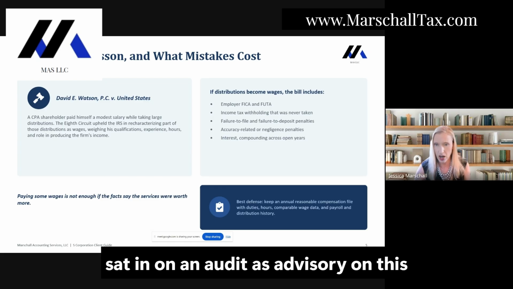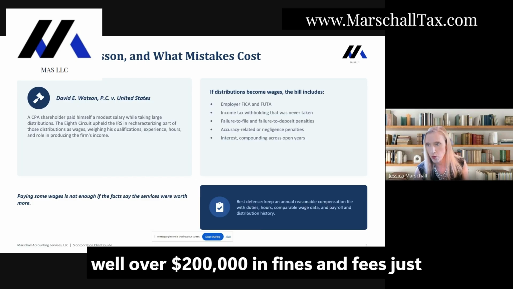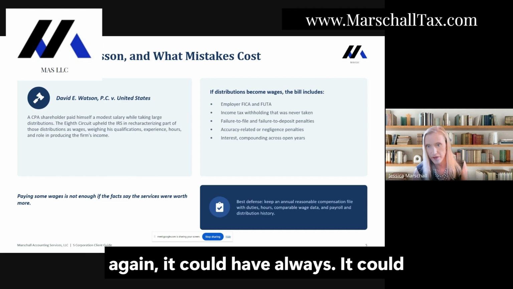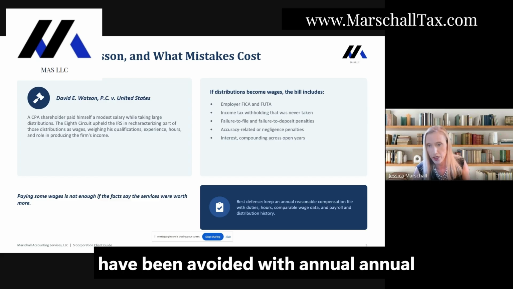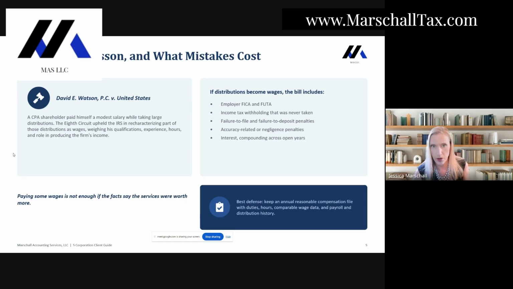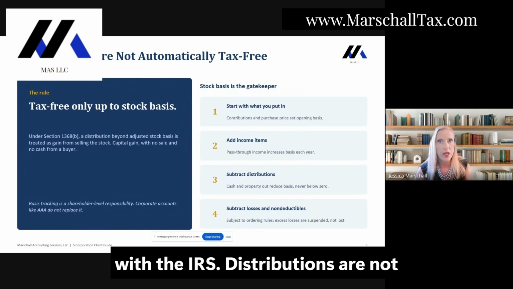I sat in on an audit as advisory on this, and I saw an S Corp end up with well over $200,000 in fines and fees just to get themselves through the audit. And again, it could have been avoided with annual reasonable compensation, duties, hours, comparable wages. Document the heck out of it. That's always the best thing to do with the IRS.